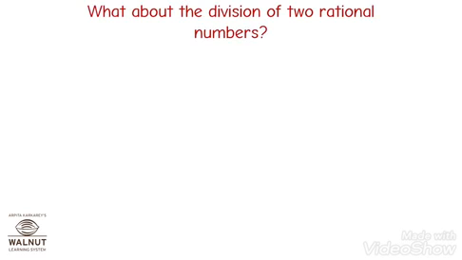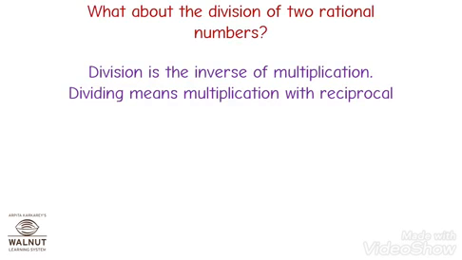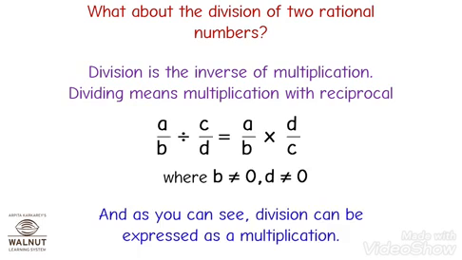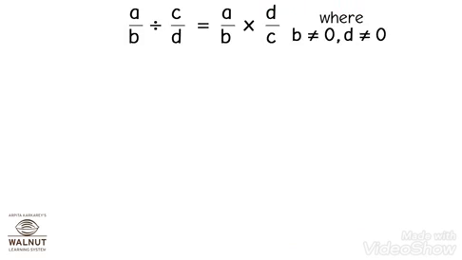What about the division of two rational numbers? Division is the inverse of multiplication. Dividing means multiplication with reciprocal. A upon B divided by C upon D is equal to A upon B multiplied by D upon C, where B is not equal to 0 and D is not equal to 0. As you can see, division can be expressed as a multiplication.